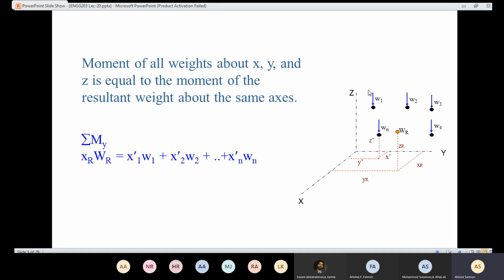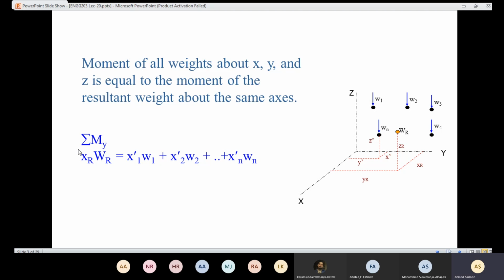Then that moment should be equivalent to WR, the resultant force, times also the distance in X. So the moment produced by all of these particles should be equivalent to the moment produced by the resultant weight, and the distance here is going to represent the center of gravity in the X-axis, XR. So here, XR times WR should equal X1 W1 plus X2 W2 until Xn Wn.